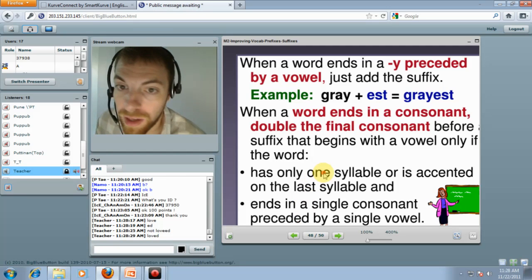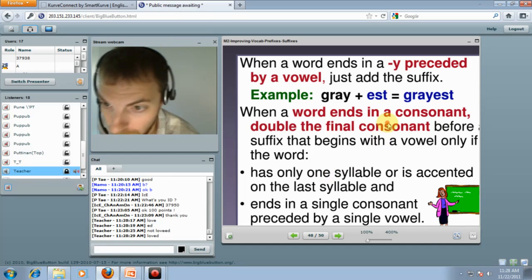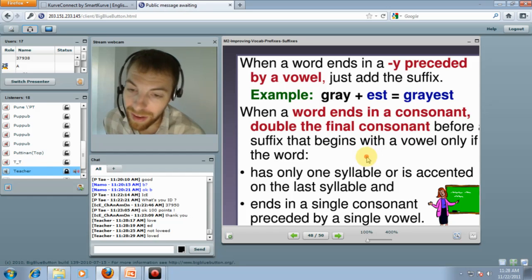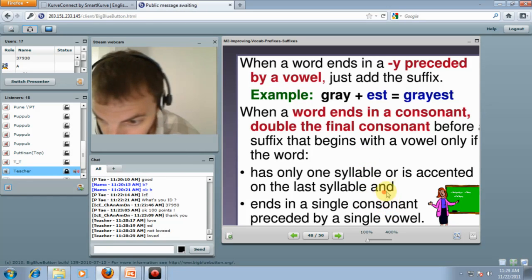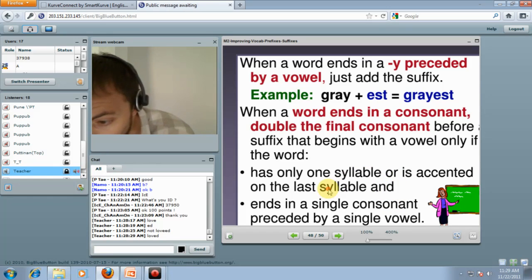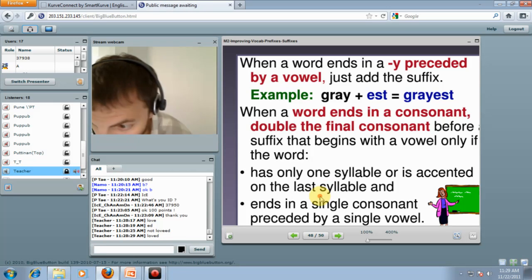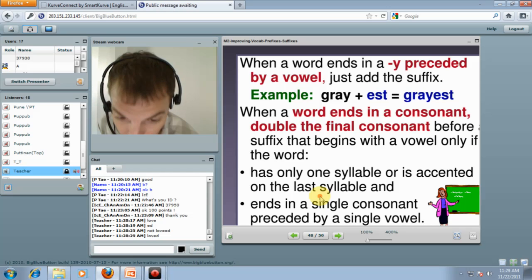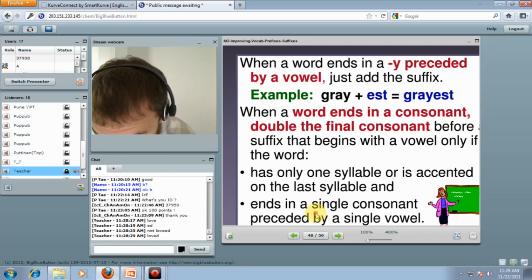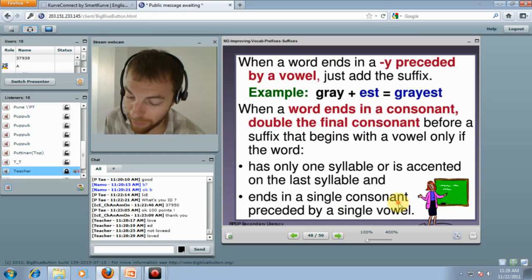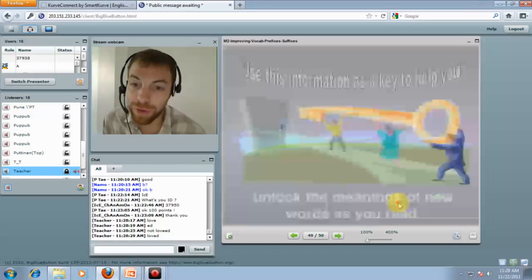All right, when a word ends in Y, we're going to keep it the same. Now when a word ends in a consonant, double the final consonant before the suffix. This is a little confusing, but here are some examples. Also, if a word has only one syllable, or is accented on the last syllable, we're going to keep the same. And if it ends in a single consonant preceded by a single vowel, we're going to change a little bit. Many rules. Let's look at examples to help us.